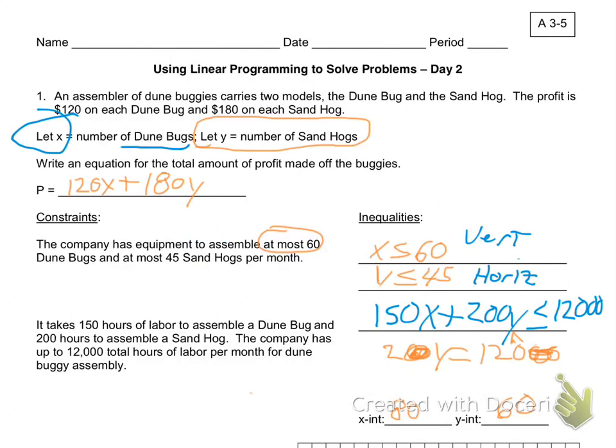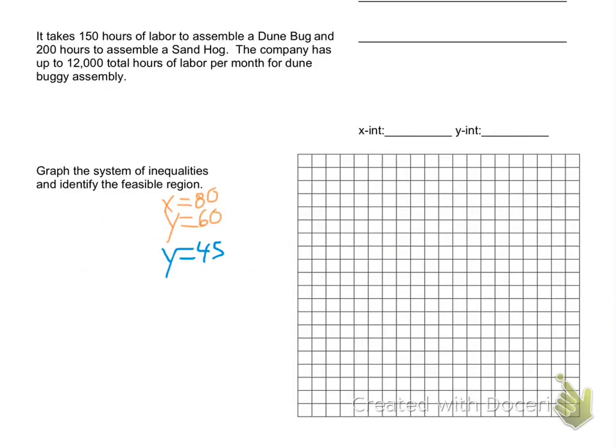And let's go check out our x. Our vertical line is at 60. So x is 60. That's going to set up our horizontal and vertical lines. So I guess the first thing we have to do is figure out our scale. Probably we could count by fives. This is a 20 grid box, so let's set up our scale. Our x is going to be our dune bugs, and our y is going to be our sand hogs.